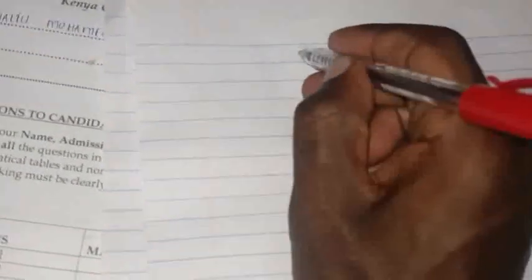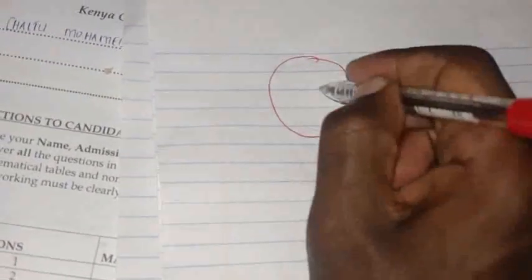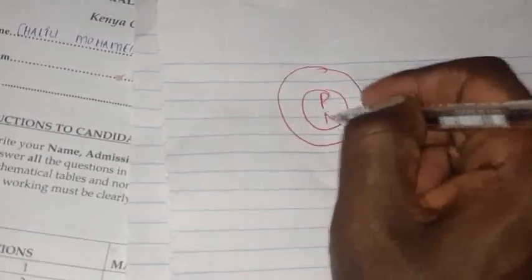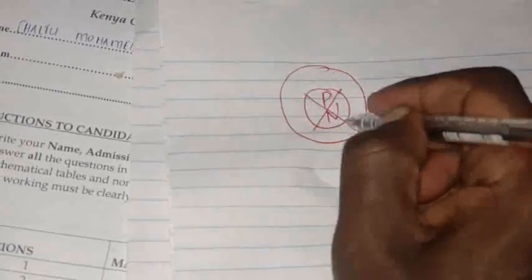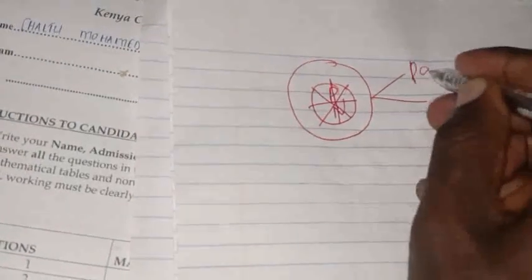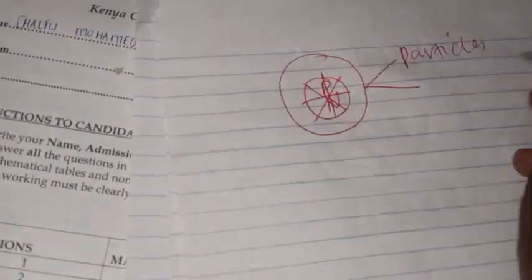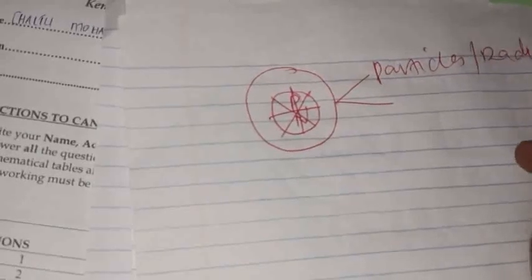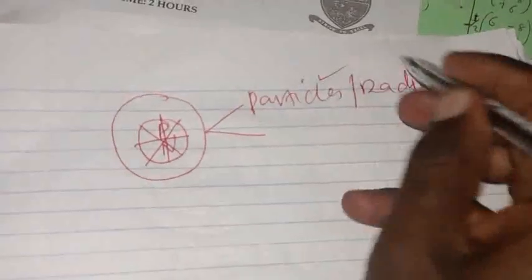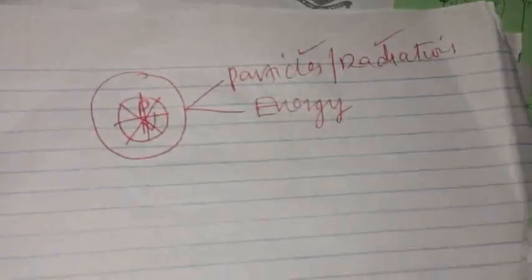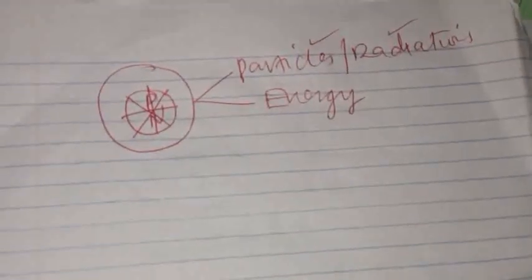Number one, an atom has a nucleus. The nucleus has protons and neutrons. If the nucleus or nuclide is unstable, it must emit particles or radiations. Number two, it must emit energy for it to gain its stability.